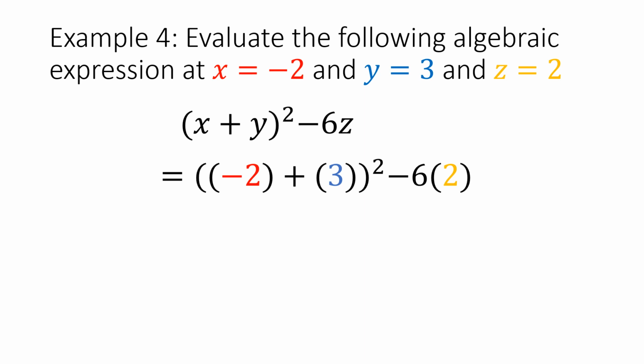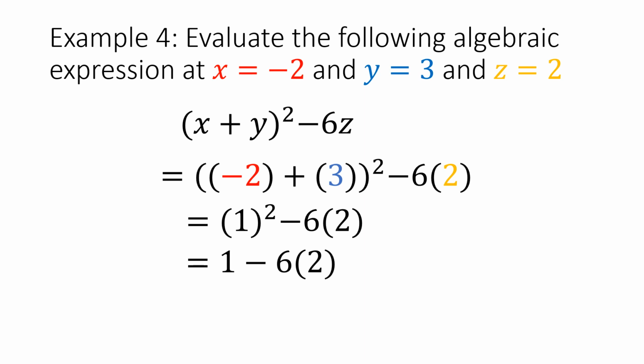Now, I need to simplify by using the order of operations. Since the x plus y was inside of the parentheses, that's what I got to do first. I got to do that negative 2 plus 3 first. That's going to give me 1. So I have 1 squared minus 6 times 2. Next, your exponent's going to come next. So 1 squared is going to be 1. So then I have 1 minus 6 times 2. Multiplication is going to come next, so I'm going to do negative 6 times 2, which gives me negative 12. So I'll have 1 minus 12, and my final step, the answer is going to be negative 11.